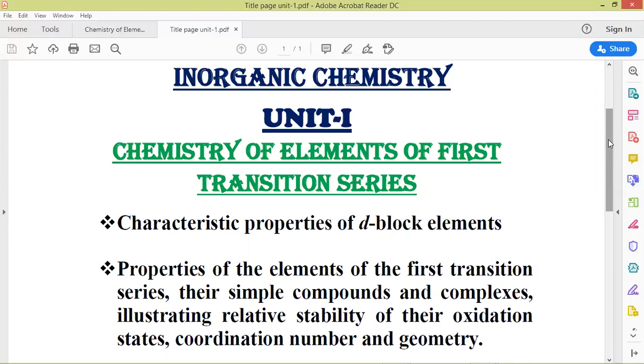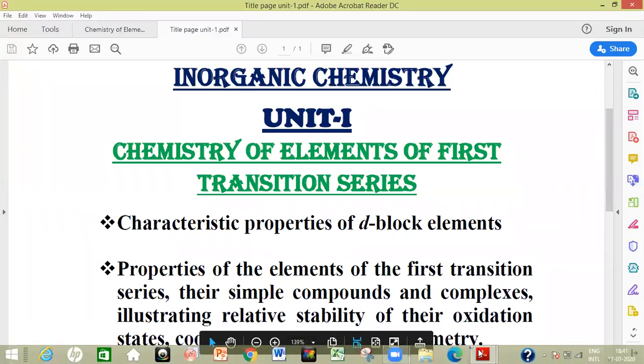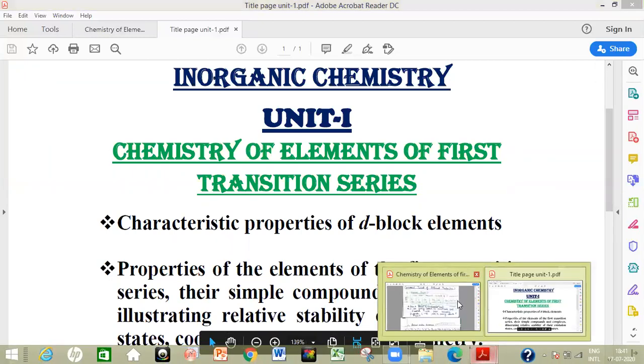And in today's video, we'll be discussing various periodic trends of different properties of d block elements. So let's get started.